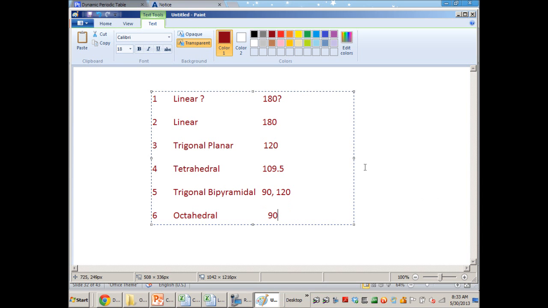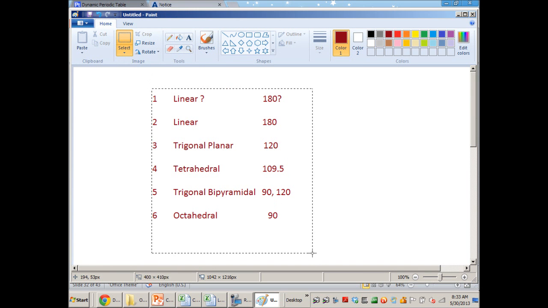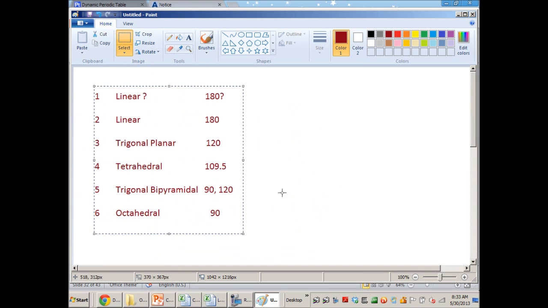Okay, so I'll start drawing some of these and talking about them. Let's do that. So this is the number of places you find electrons. And this is the parent geometry. And this is the bond angle associated with that parent geometry.